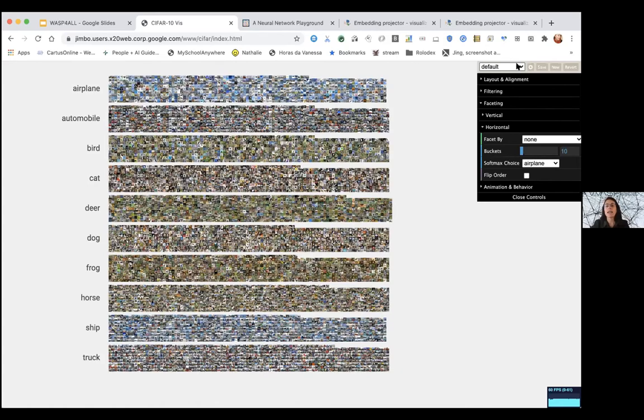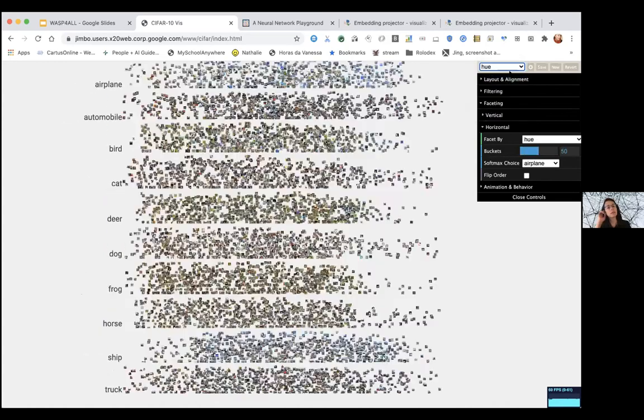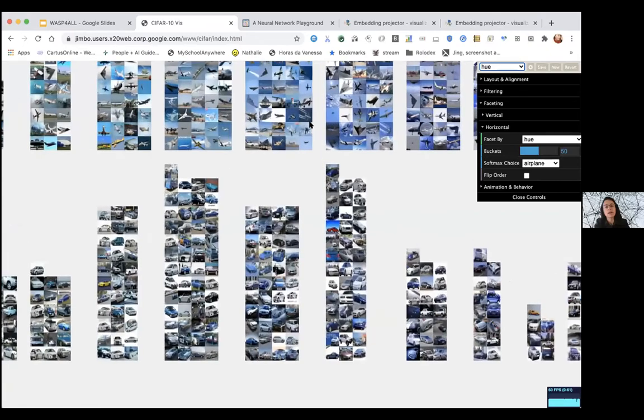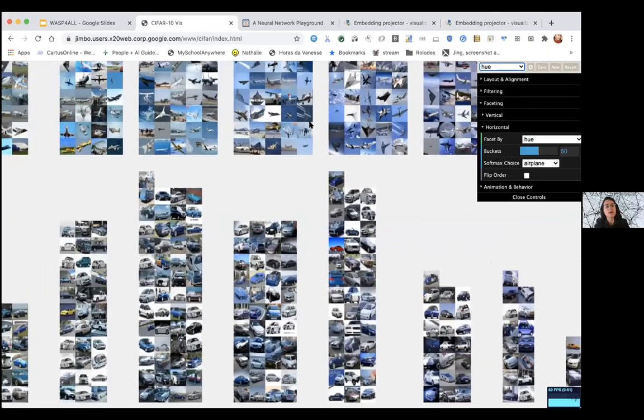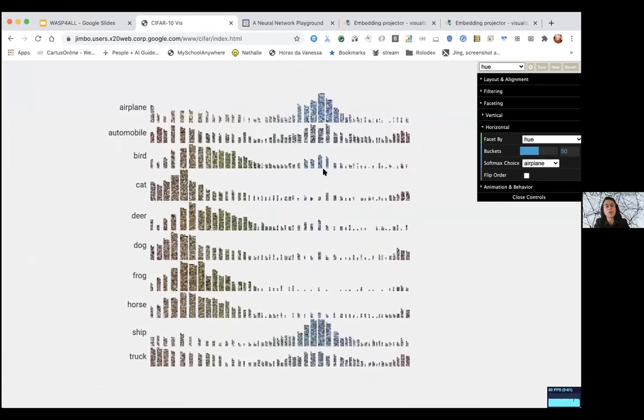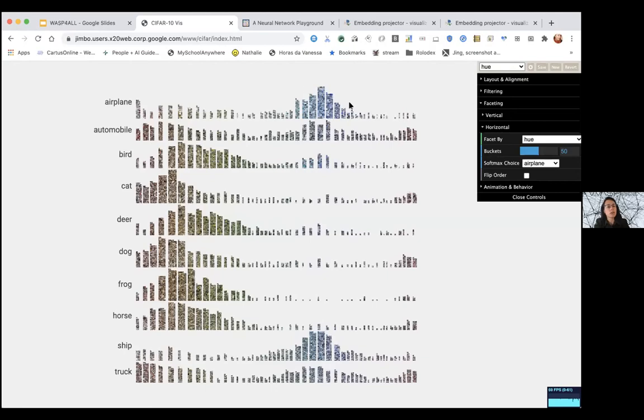I can also look at the same data, but by hue. So now I'm rearranging the same images you saw before, in this case airplanes and cars, by the overall hue of the image. And lo and behold, airplanes have a huge chunk of blue, so do ships. And my animals here are definitely bulging towards the earth tones of the spectrum.